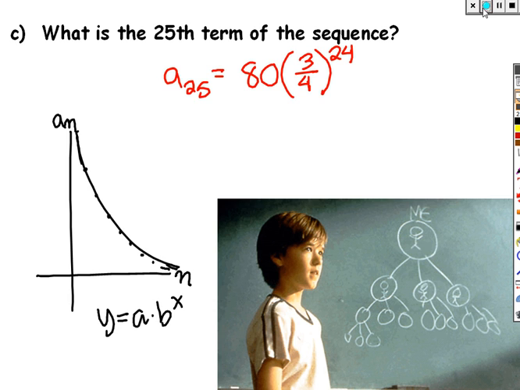So arithmetic sequences have that linear relationship. If you plot the points, connect it, you get a line. Geometric sequences, you should see that exponential relationship. If you plot it, you get an exponential function.